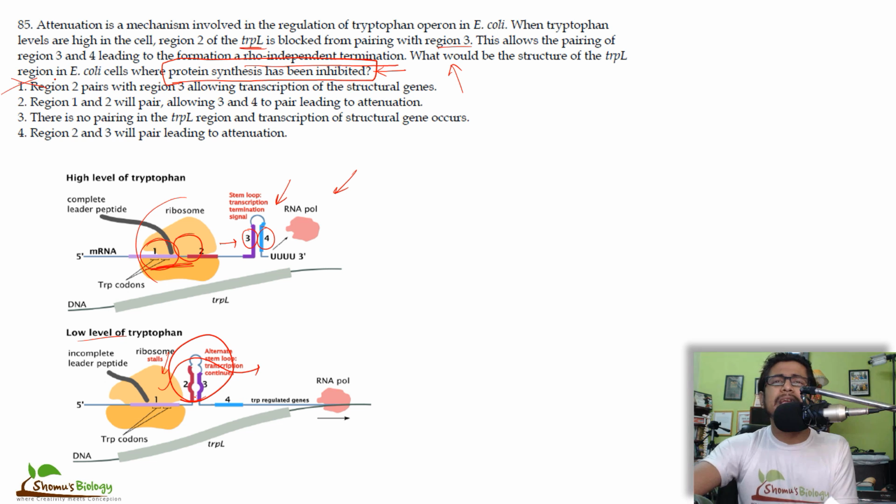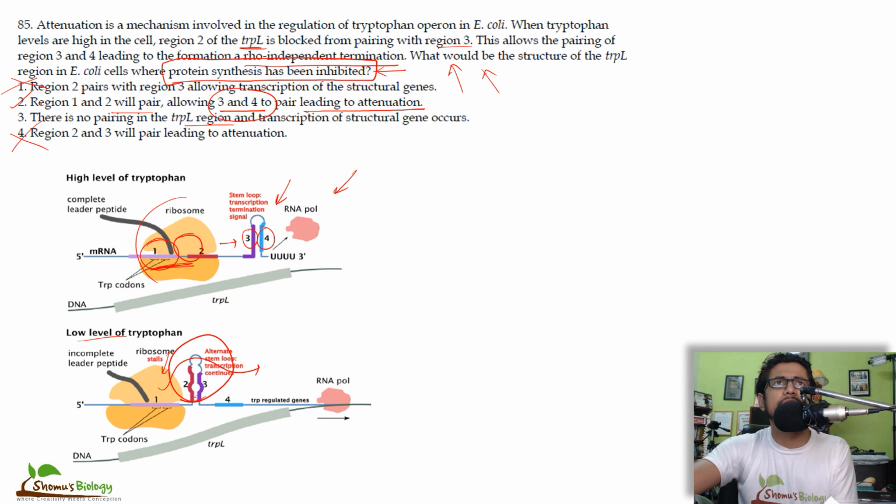No, it's not true. So literally if you read this question, they only want you to pick the right combinations from the question's first part itself. If you read the first part itself, you are going to get the answer very clearly. Region 1 and 2 will pair, allowing 3 and 4 to pair, leading to the attenuation. Now there is no pairing in the TLPR region. Transcription of structural gene occurs. Region 2 and 3 will pair, leading. So 2 and 3 pairing is never possible. Pairing of 3 and 4 is possible.